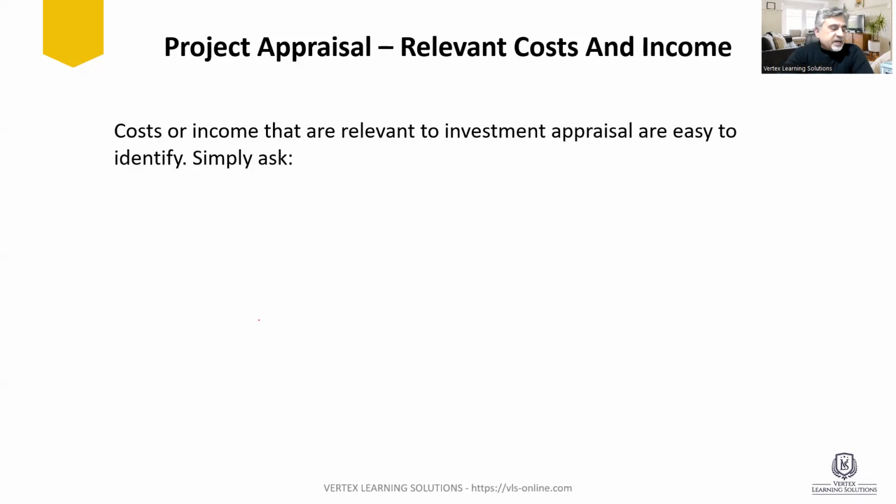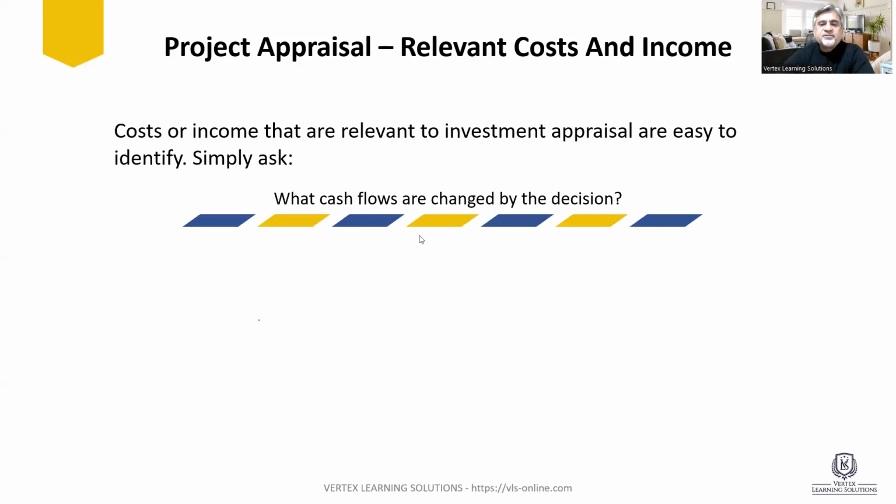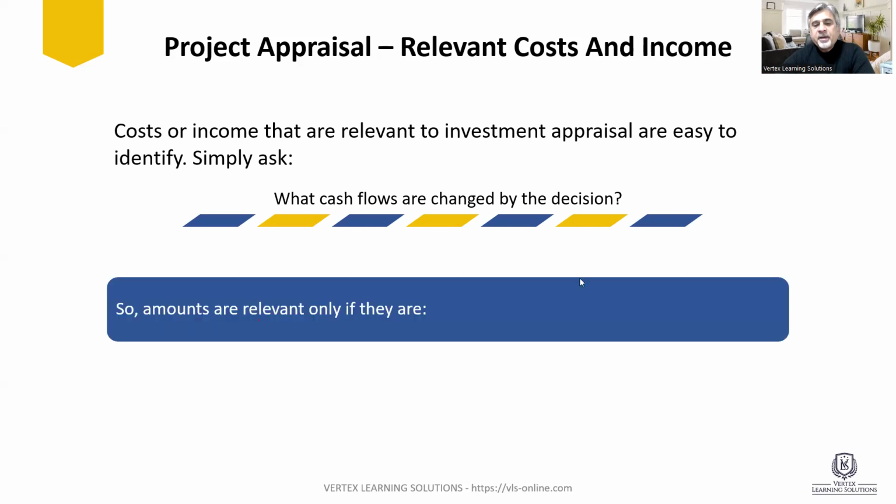It says cost or income that are relevant to investment appraisal are easy to identify. Simply ask what cash flows are changed by the decision. So amounts are relevant only if they are future incremental cash flows. Always remember it has to be future, because any past cash flows are not relevant. They have to be incremental, which means additional, and it has to be in the form of cash. So future incremental cash flows are called relevant cash flows. Now, some of them will be cash outflows, some of them will be cash inflows, but they have to be future incremental cash flows.